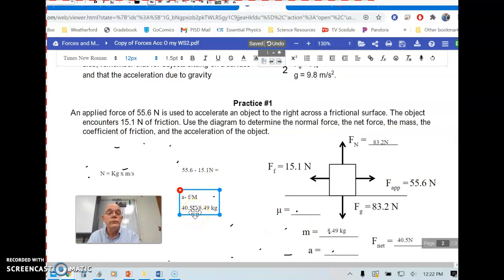And if we do 40.5 divided by 8.49, we would round off to 4.77 meters per second squared. All right, and that would be our answer there.